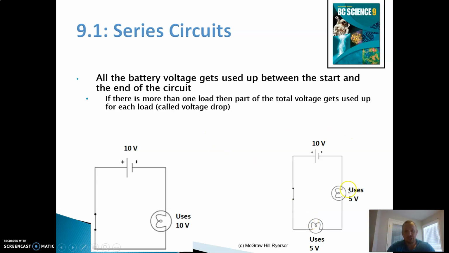So the voltage used up by each light bulb, or what's also called the voltage drop, equals the total voltage of the battery. They don't have to be the same, as well. So in this example, they both use 5, but this one might use 6, this one might use 4. It's just an example here. But basically all the voltage drops add up to the total voltage of the battery.